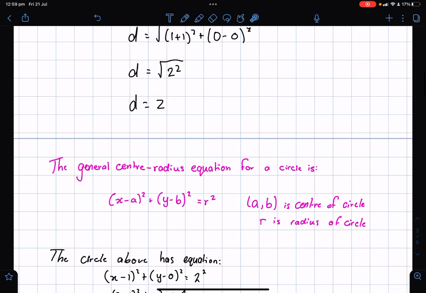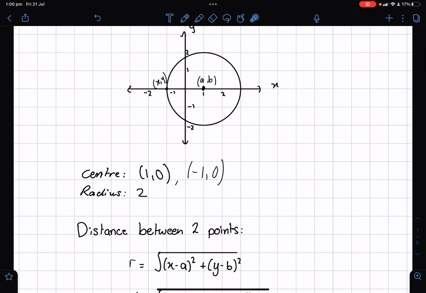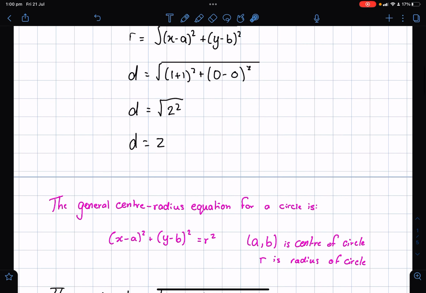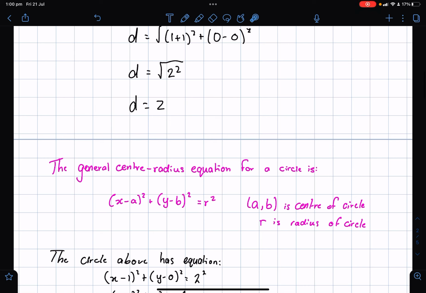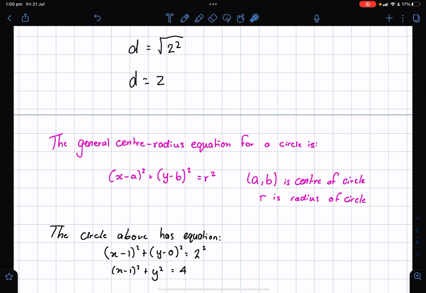Now, the circle above, so this circle here of center (1, 0) and radius 2 has an equation that looks like this. So a is 1, so this stays minus, and then the y-coordinate was 0. Radius was 2, so I'm left with (x - 1) squared plus y squared equals 4.